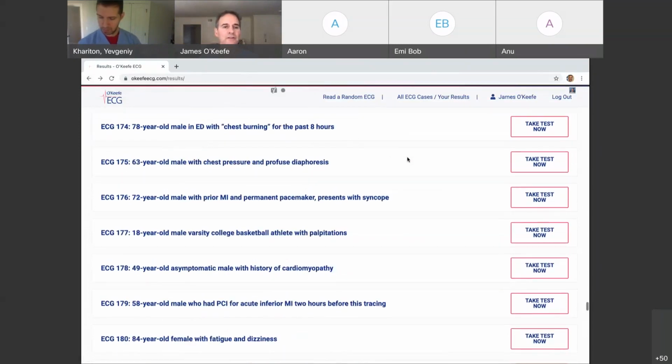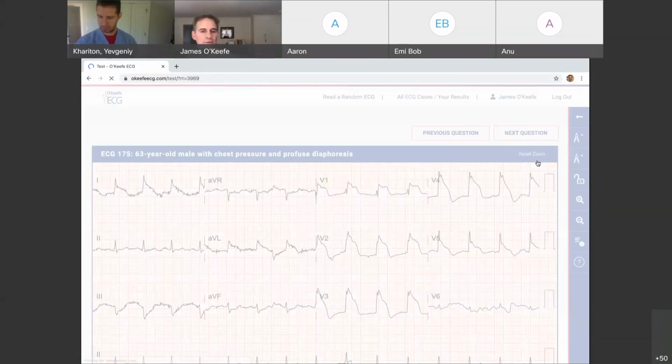So here we have a 63-year-old male with chest pressure and profuse diaphoresis in the emergency department.